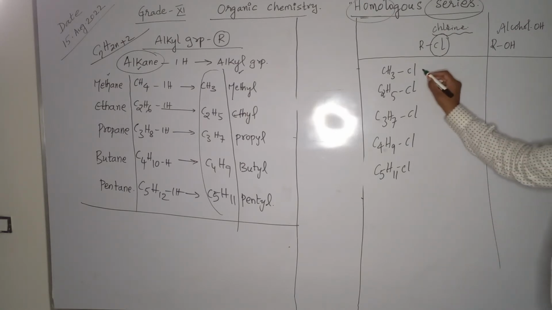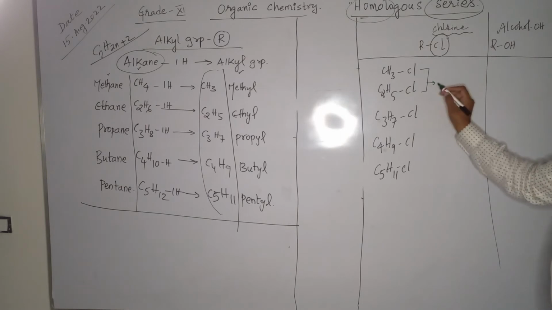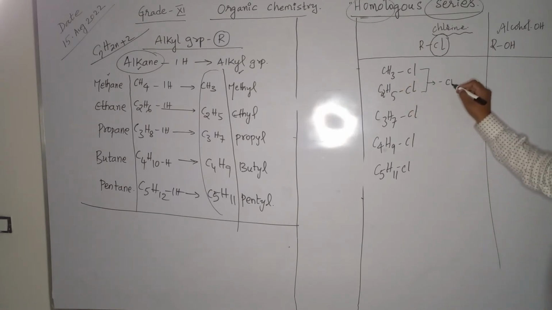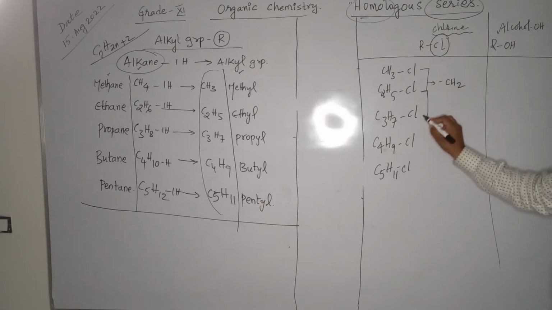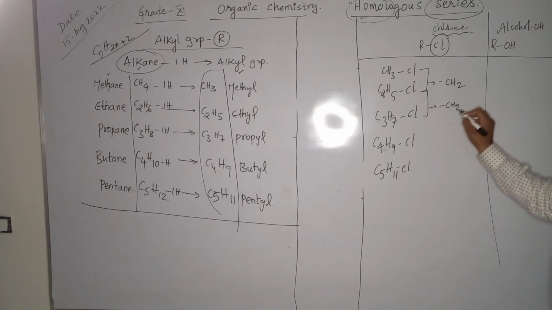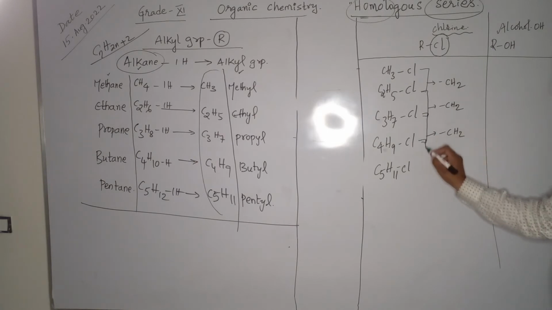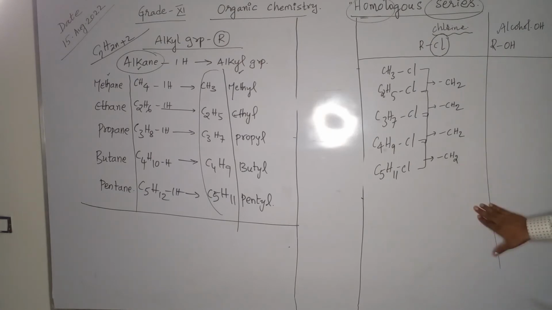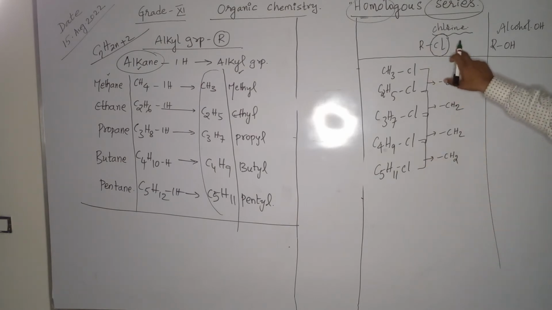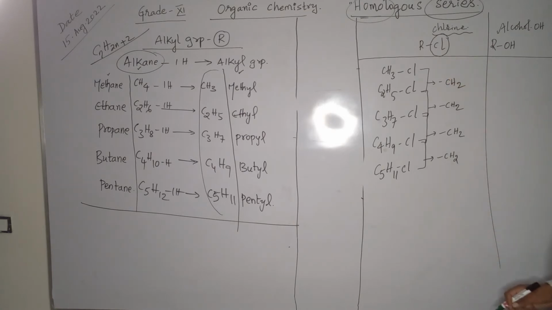So how to check it? The difference between the successive compounds will be CH2. Here also the difference, if you check, will be CH2. Here also the difference will be CH2, and here also CH2. Homologous: the difference is the methylene group and the same functional group is also there. So R dash functional group will be the method to write a homologous series.